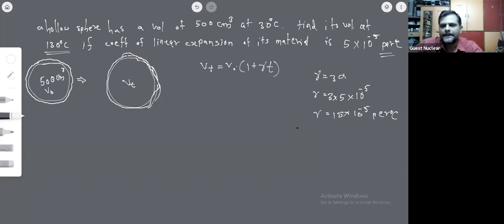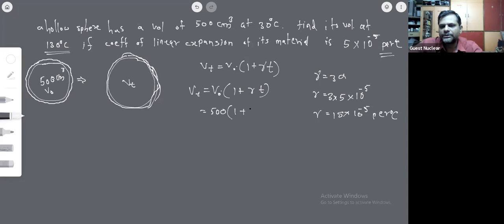Okay, let us check. See here, Vt is going to be equal to V0 into 1 plus gamma into T. The same formula repeated. Okay, so we have to put the value of V0 here, 500 centimeter cube, and 1 plus gamma here.